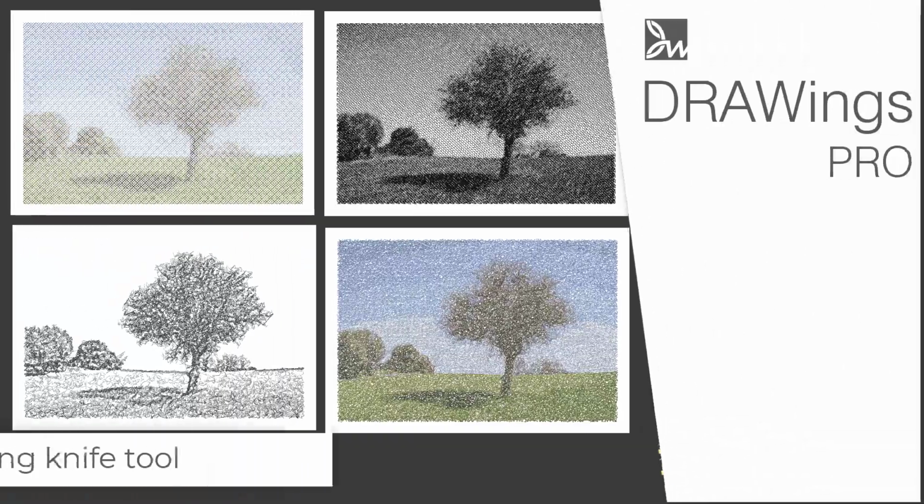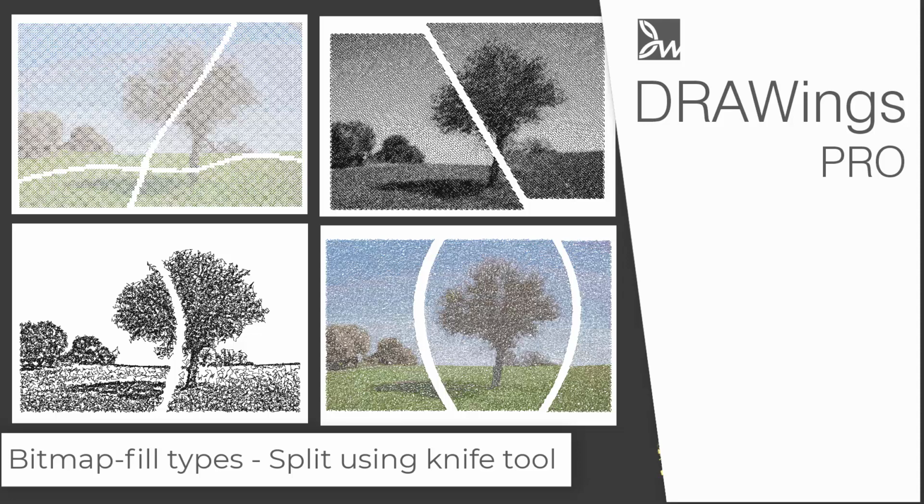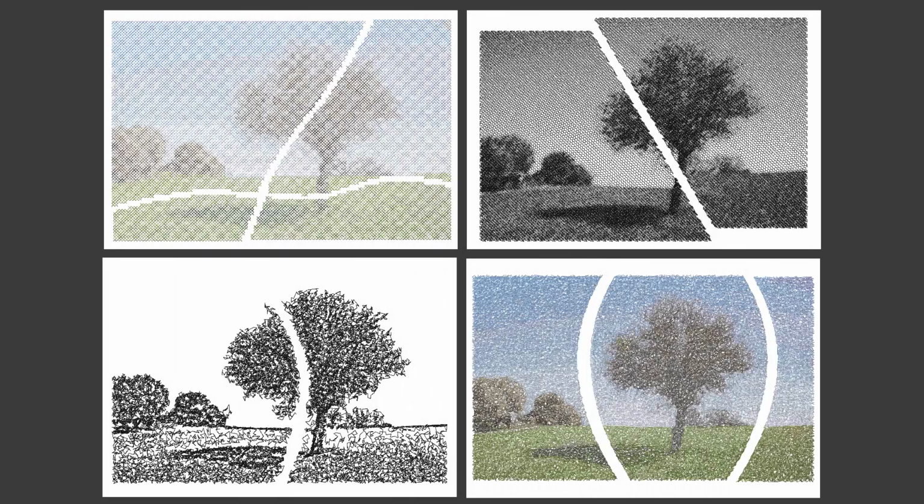In this video, we will show you how to use the knife tool to split any image with any Bitmap-Fill type, cross-stitch, Photostitch, PaintStitch, or sketch. Any image filled with any Bitmap-Fill type can be split into multiple parts using the knife tool to fit a design in any special way or to create a uniquely artistic shape.